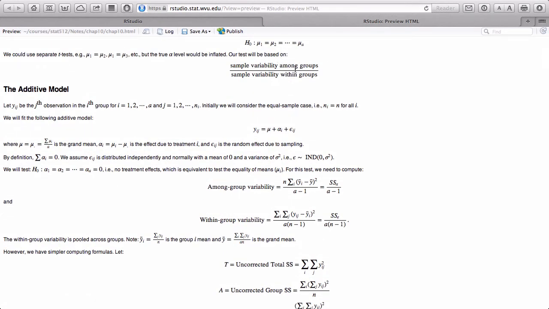I said that our test statistic would be the among-group variation over the within-group variation. So what do we mean by among-group and within-group?